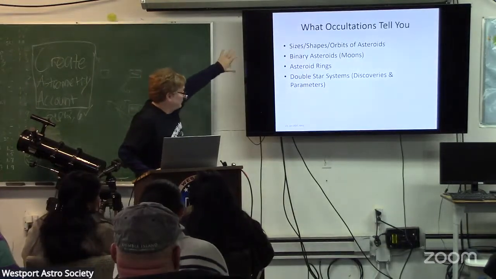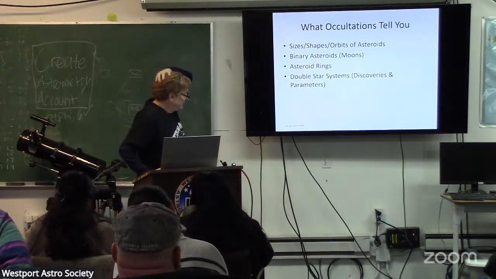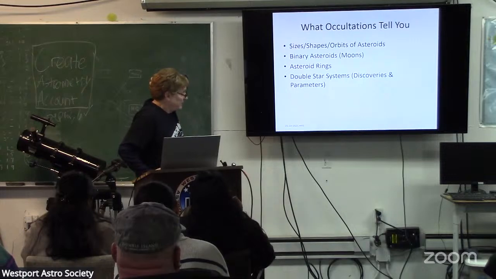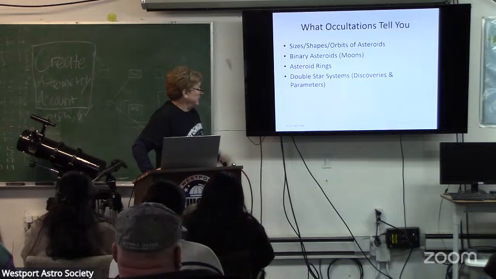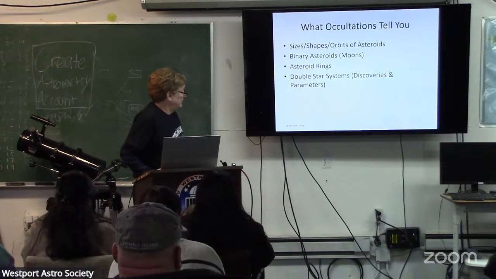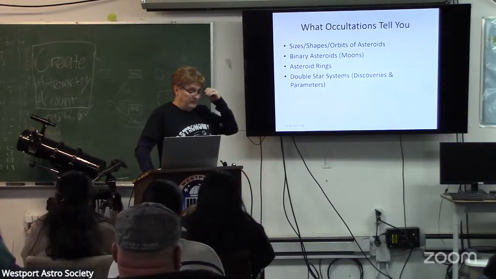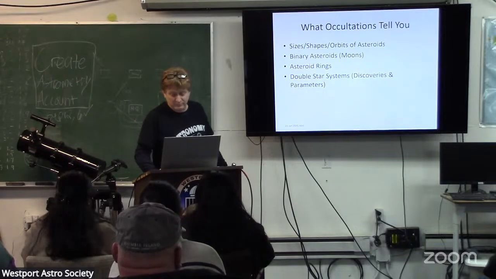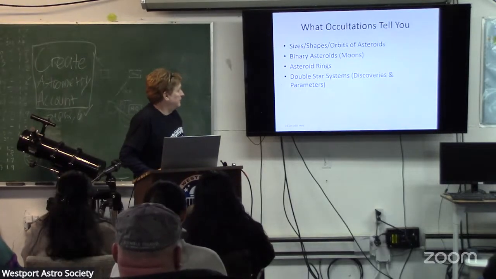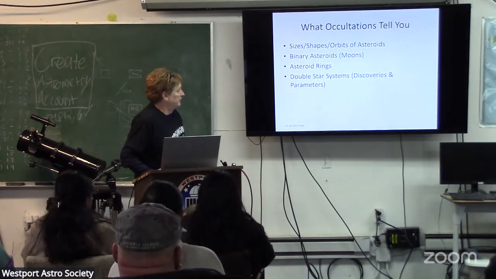All right. So as before, the occultations tell you about the size, shapes, and orbits of the asteroids. It can also maybe detect binary asteroids, moons of asteroids. There have been some occultations showing rings of asteroids. There are a couple of asteroids that actually have a ring of dust around them, which is kind of amazing. The other thing you can do is probe star systems. Some double star systems have been discovered via occultation.